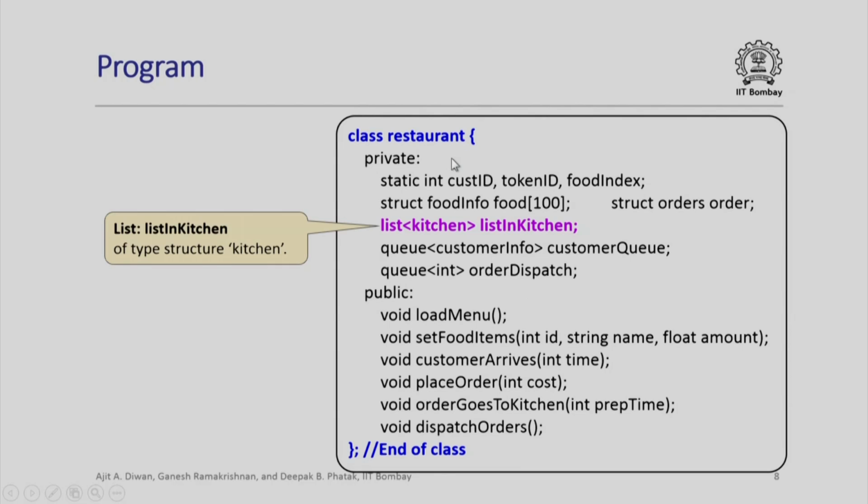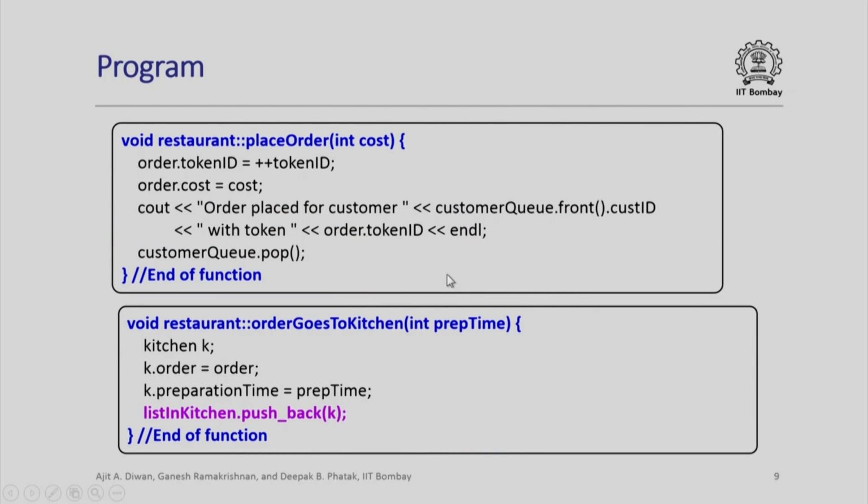The class restaurant, which was earlier written slightly differently, this time notice that I have list. So, list in kitchen is a list of the type kitchen that has been added here, rest of it is same. Next, I have the function order goes to kitchen. Now, in order goes to kitchen, what we are doing is we set k dot order to order, we set k dot preparation time to prep time. Now, we push back this k into the list in kitchen. So, this is the difference, because now we are dealing with a list and not with an array.